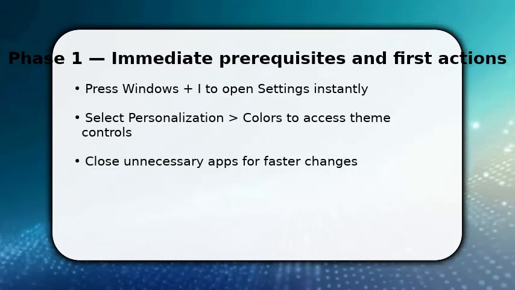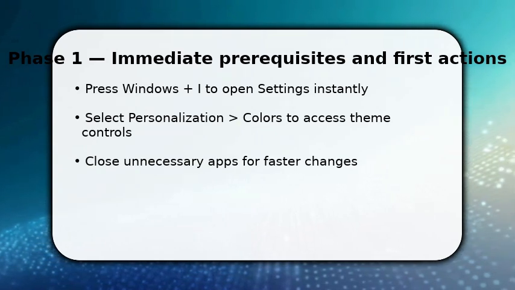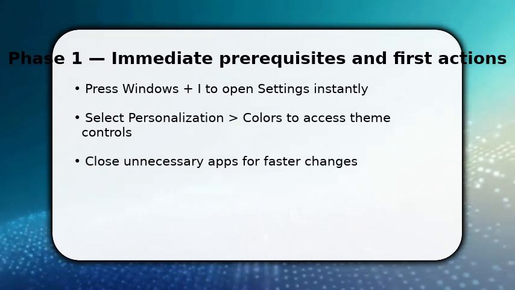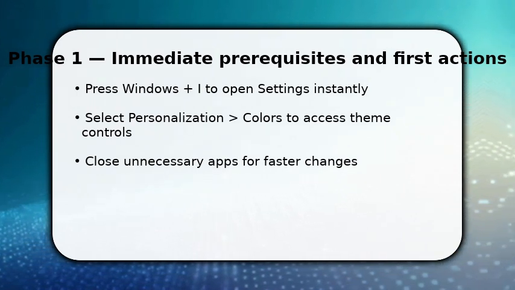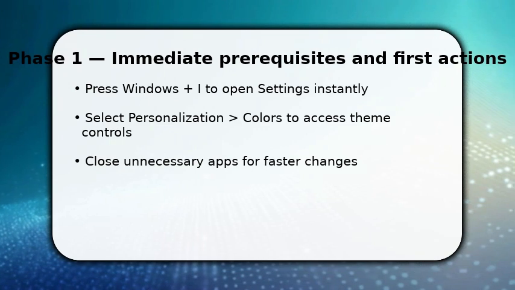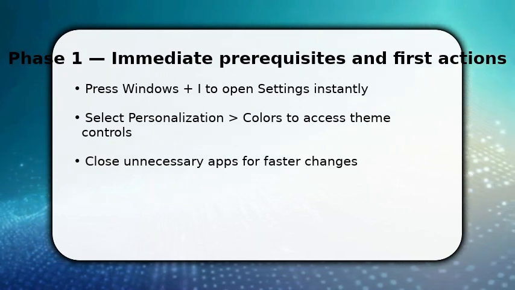You start by opening Settings with Windows plus I. This gets you straight to Controls. Once Settings is open, choose Personalization, then Colors. This is where Windows keeps the theme switches and color accents.